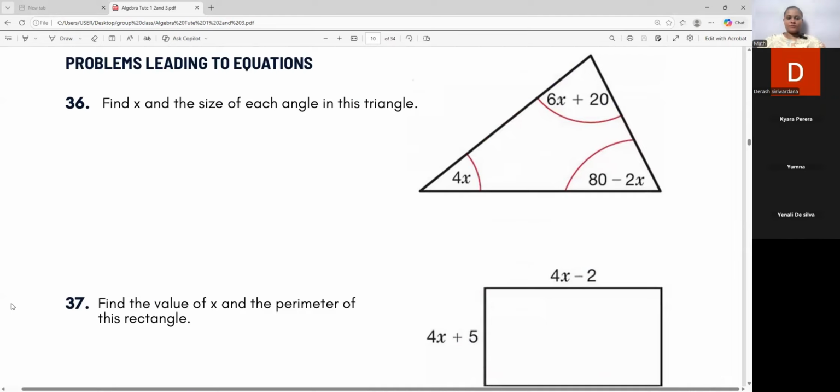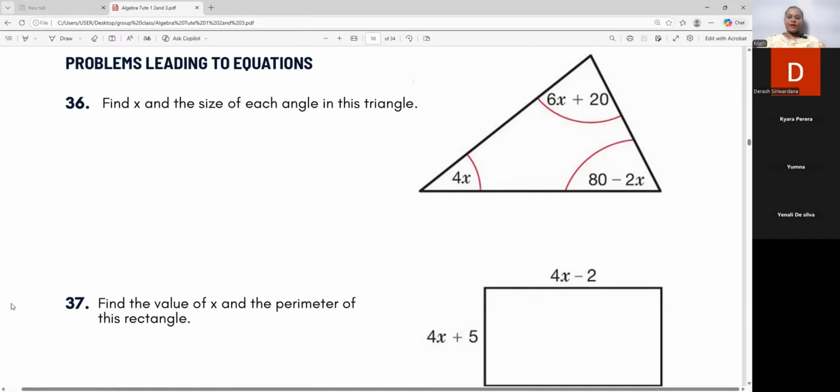Here, the first question: find x and the size of each angle in this triangle. First, we need to make the equation considering this triangle. All three angles are inside the triangle, interior angles. So we have a theorem related to interior angles of a triangle. There are three interior angles, and all three add up to 180. We need to know that; if not, we can't write this equation. So add these three and equate it to 180. That's our equation. Then solve it and find the value of x.